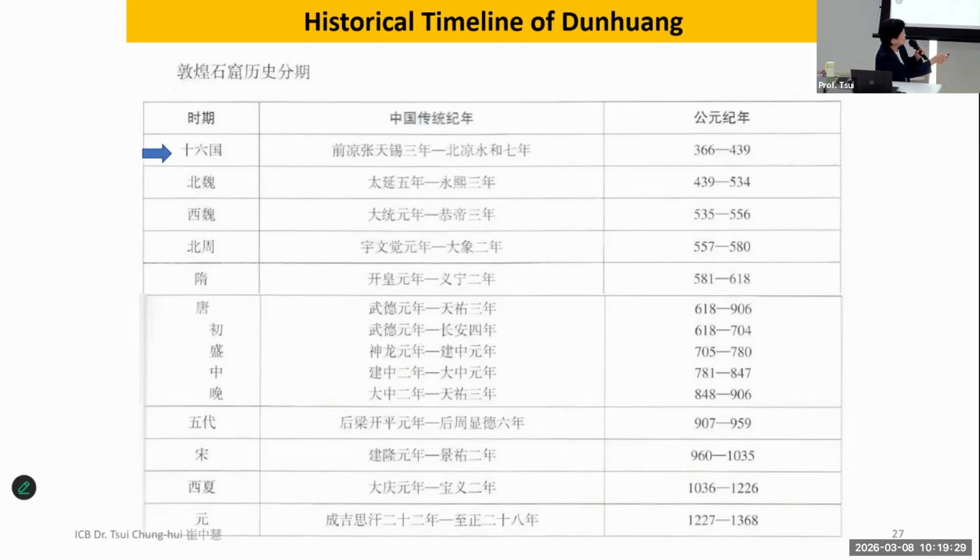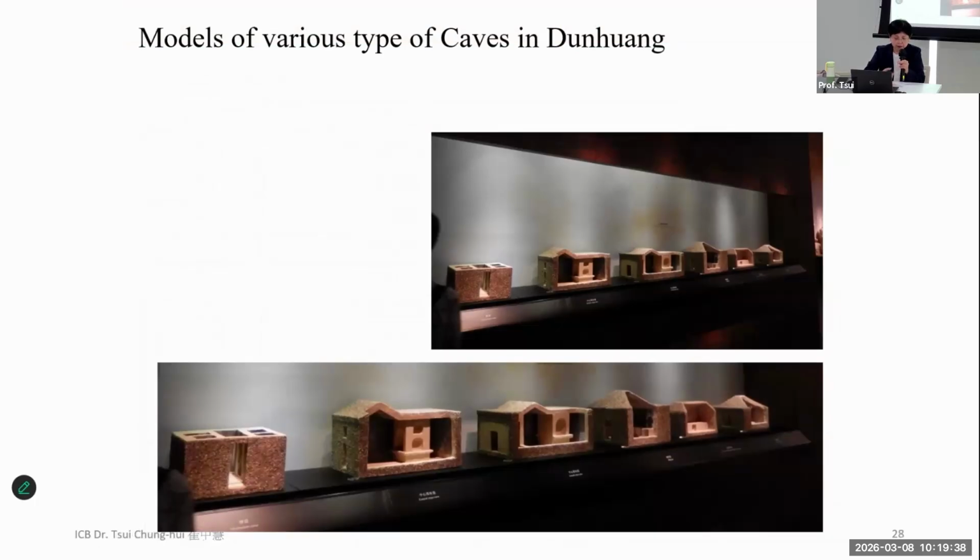So with over 1,000 years of history, Dunhuang is very important for us to study Buddhism, Buddhist art and culture in Chinese Buddhism. Based on the various types of architecture, I use a model to introduce the different types of caves in Dunhuang. So you can see the model here.